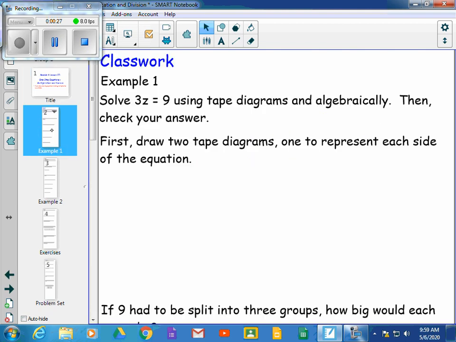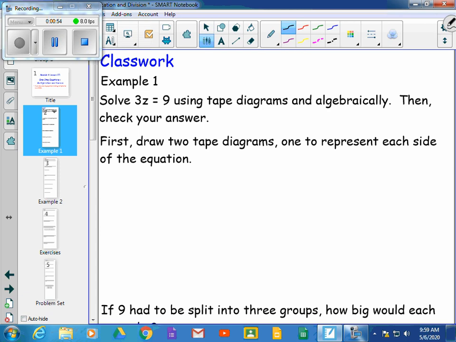We're going to begin with example number 1. It says solve 3z equals 9 using tape diagrams and algebraically, and then check your answer. We're going to first solve it with tape diagrams. I'm going to show you how to model with the tape diagrams to solve this problem. It says first draw 2 tape diagrams, one to represent each side of the equation.